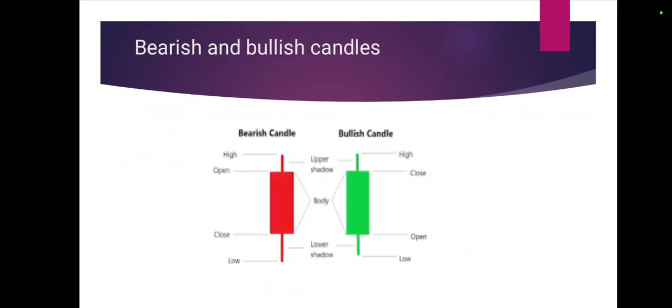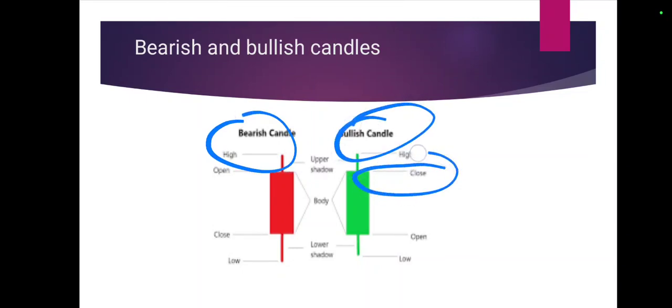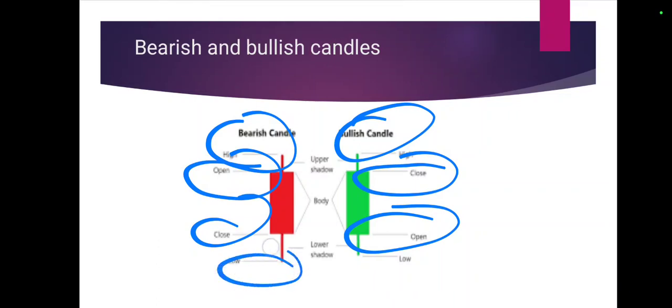This is a typical example of a bullish and a bearish candle. As you can see, they both have the high, the close, the open, and the low. The major difference is where they open and where they close. The bullish candle opens below and closes above, while the bearish candle opens above and then closes below.